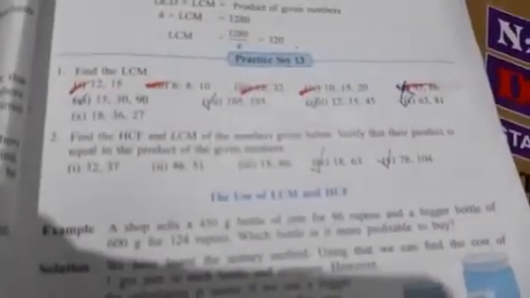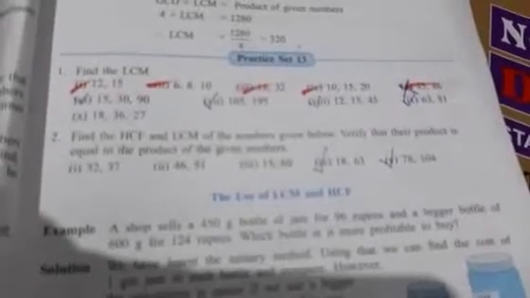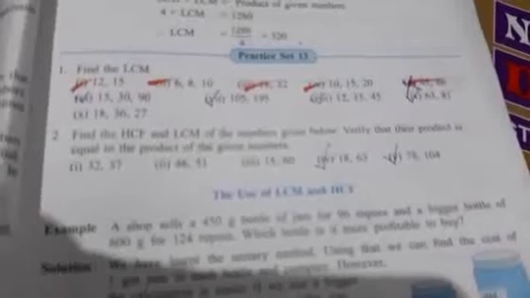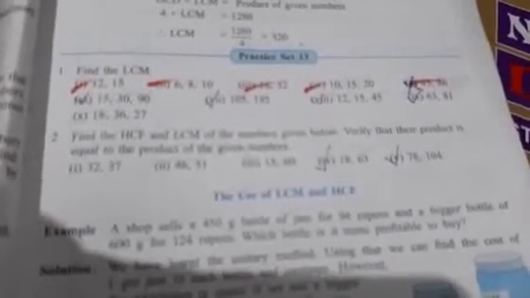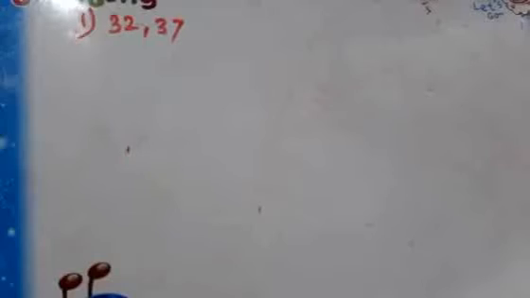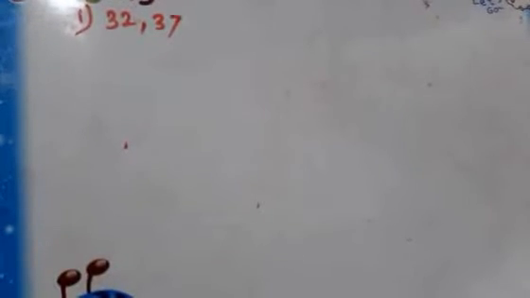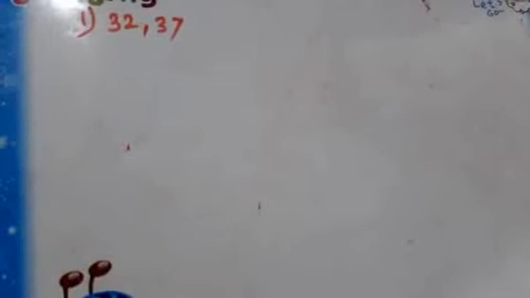Now in your practice set 13, question number 2, see what that question is. Find the HCF and LCM of the given numbers given below. Verify that their product is equal to the product of the given numbers. So the first pair is 32 and 37. For this question we have to calculate HCF and LCM. Also we have to verify the law: LCM into HCF is equal to the product of the given numbers.